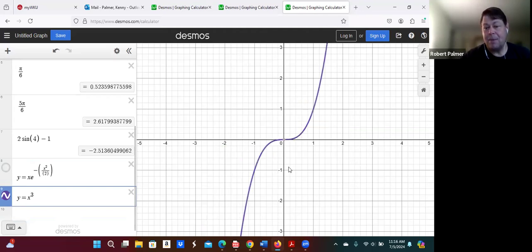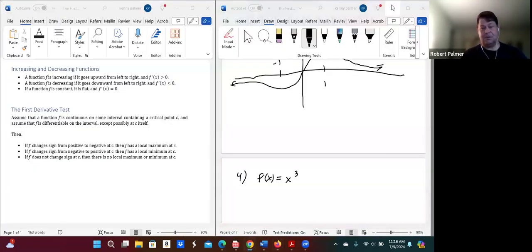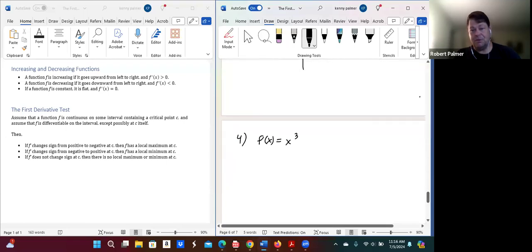Now what happens is right here, as we'll see, our derivative is going to be 0 right there. But it's not changing. It's not going from increasing to decreasing or vice versa. Let's talk about that. If we approach this the same way, first derivative: f prime of x is equal to 3x squared.